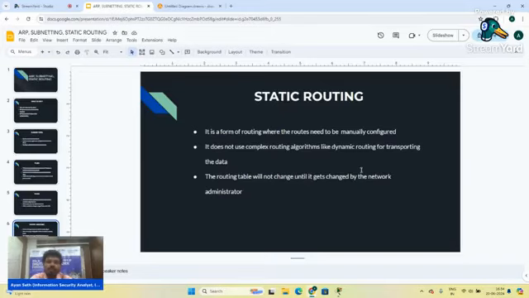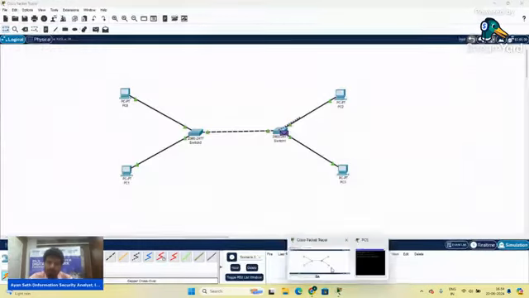Okay, so in case of static routing, we have to manually assign the path. Even if the router is faulty, even if there is a problem with a particular interface of the router, the network path that has been set between two routers, the routing table will not change. The routing table will only be changed by the administrator, manually. Okay, so let's understand it in the Packet Tracer. It will be better.